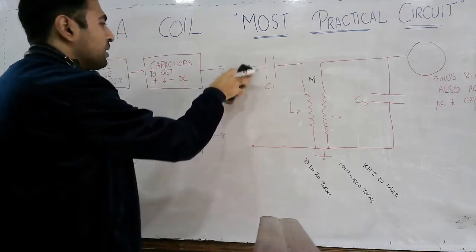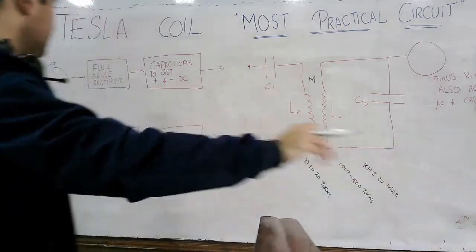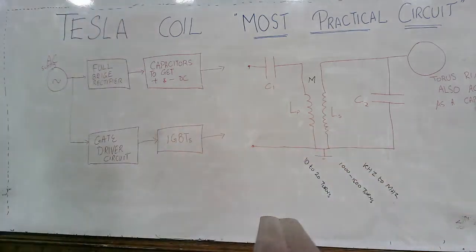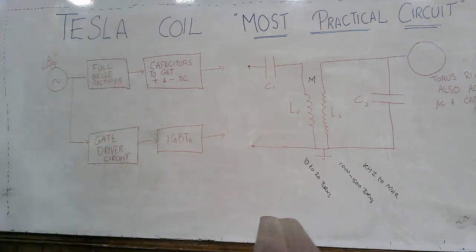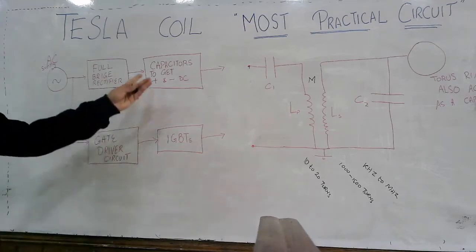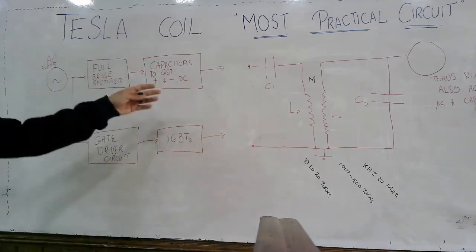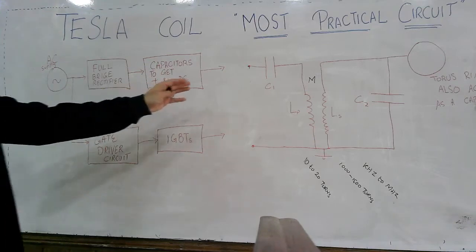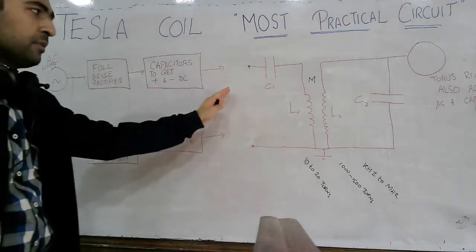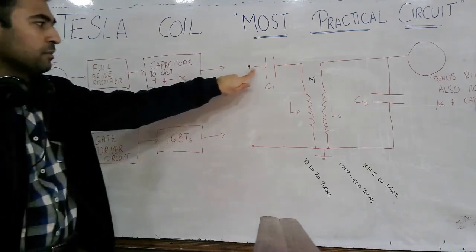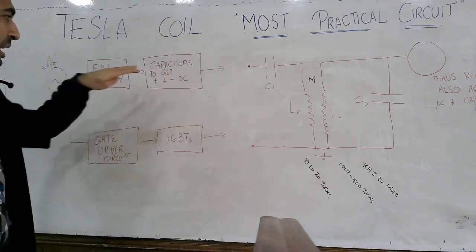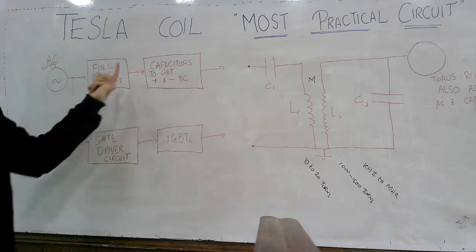we have this arrangement. Let's see here, you have an AC supply, then you have a full bridge rectifier, and as you know the full bridge rectifier converts the AC into the DC voltage level, but then we have the capacitors arranged in such a way that we get a positive DC supply and a negative DC supply. Don't worry, we are going to study in detail what's here and what is here.